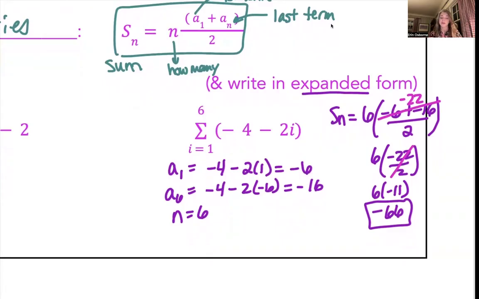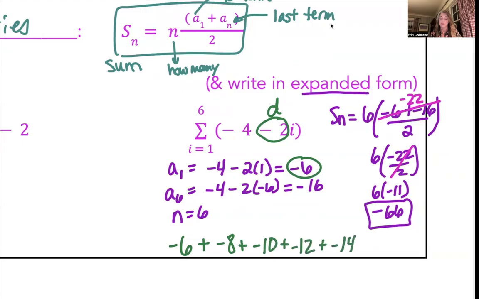Expanded form would look like this, though. Start with a sub 1 and write pluses in between because expanded form of series means they're pluses. And then start just subtracting 2, which is your D number here. So then it would be -8 plus a -10 plus a -12 plus a -14 plus a -16. And you can see by the 6th term, I ended on the right number.